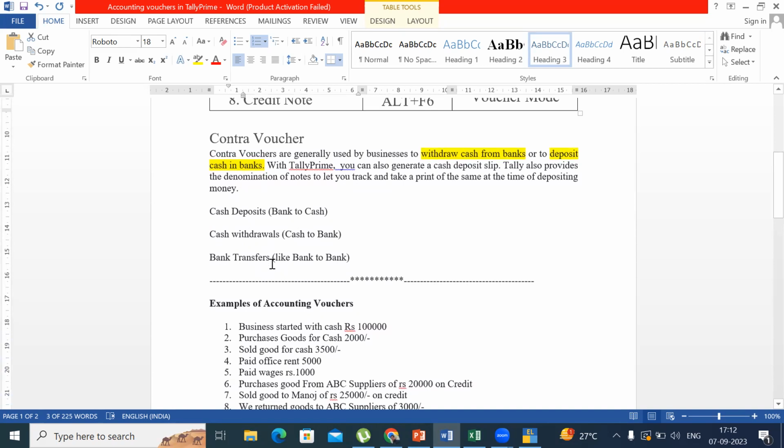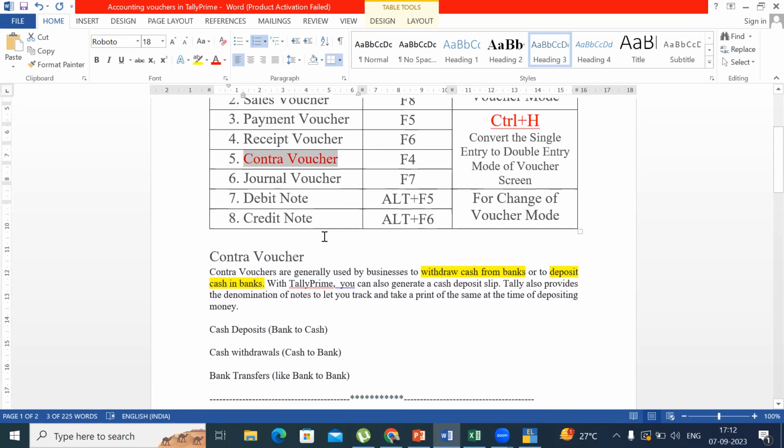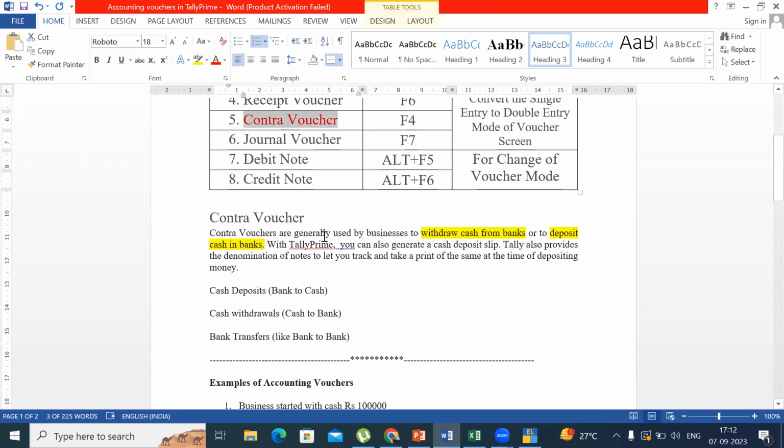So, as per the journal entries, in this module we are discussing only the 8 accounting vouchers. Meanwhile, we can pass all 8 accounting vouchers with different types of examples. So let's check these 8 accounting voucher examples.